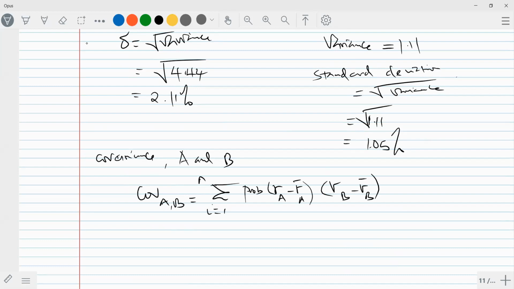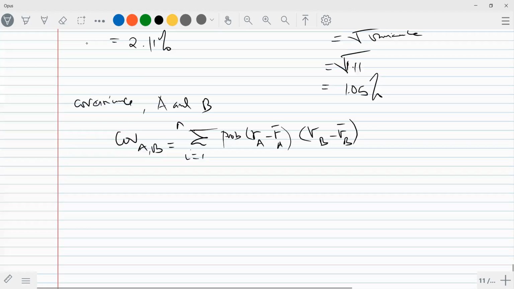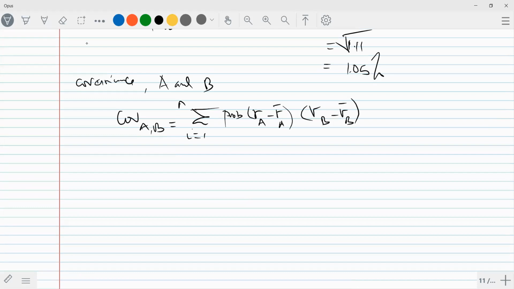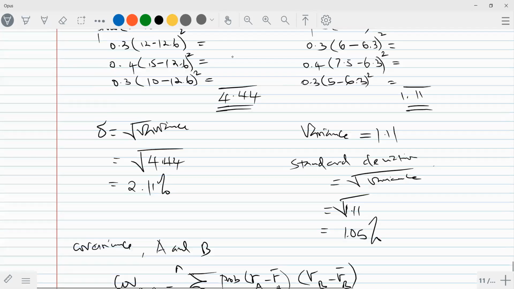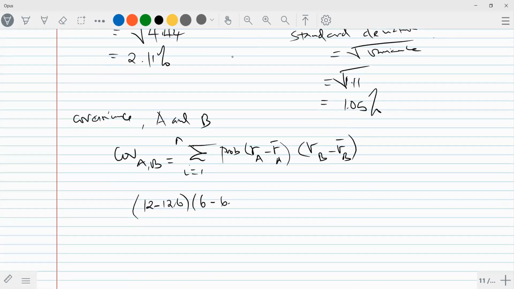That's how we obtain the covariance between two securities, and let's apply the formula. The first outcome for A is 12, minus the mean, 12.6, and we multiply by the deviation for asset B, which is 6 minus the mean, 6.3. The chance of this occurring is 0.3, so we multiply by the probability. That is the first data set.